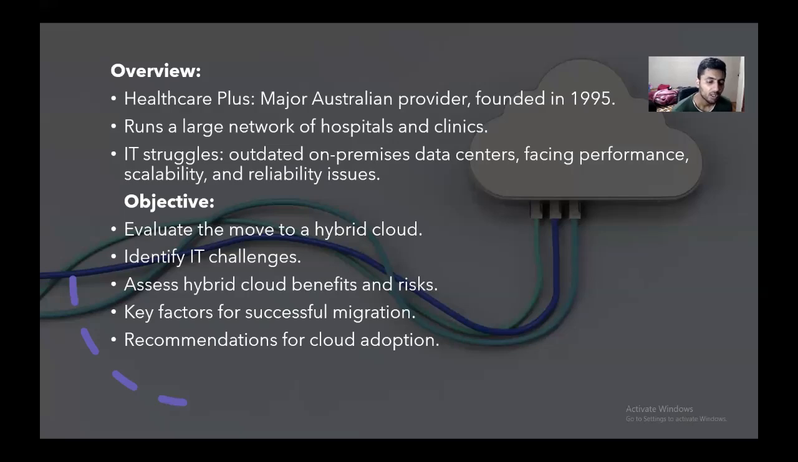Fourth is what are the key factors for successful migration. What factors do we need to keep in mind so that our migration to hybrid cloud is successful and the company sees huge growth or good performance in the system. And the last, we will look for recommendations for cloud adoption. We'll recommend some software, protocols, companies, or services that they need to use.